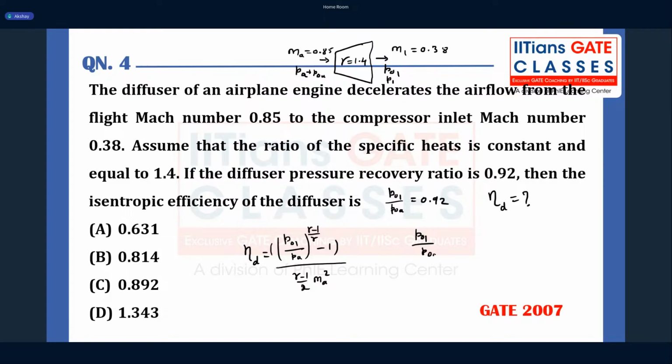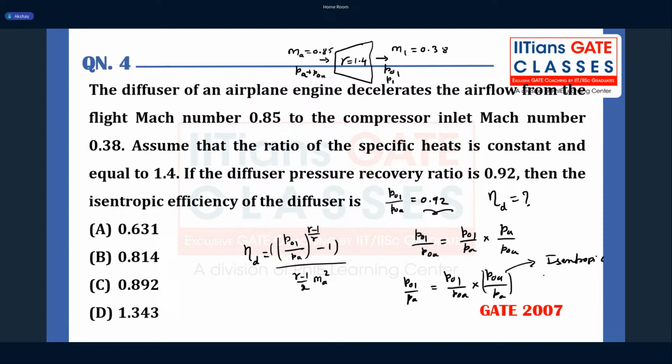P01 by PA can be written as P01 by P0A times P0A divided by PA, right? So I can always rearrange it: P01 divided by P0A multiplying P0A divided by PA. So this is given to us, 0.92. And how do we calculate this one? This one I can calculate using isentropic relations.